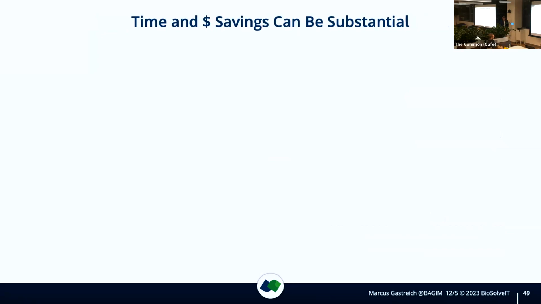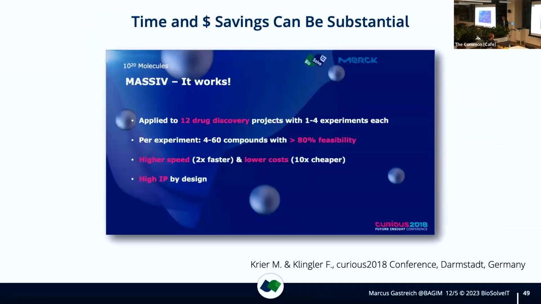So time and money savings can really be substantial. I alluded to this already, and I just have a copy of a slide that Merck showed at a Merck internal conference at Darmstadt, Germany in 2018. And they applied this. So those of you who know Friedrich Rippmann, for example, have a chat with him. They applied this across 12 drug discovery projects with 1 to 4 experiments each. And they came out again with 80% feasibility of the molecules.